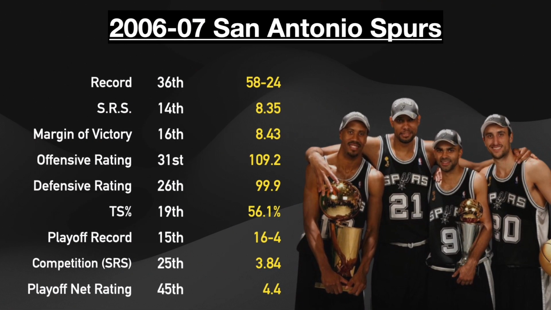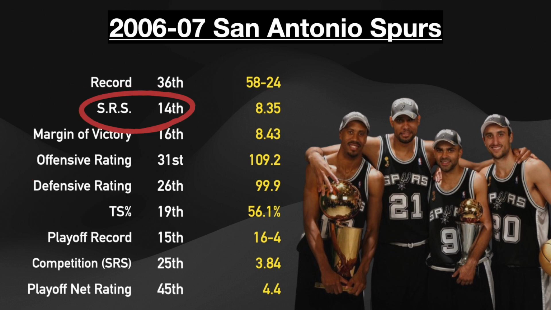They beat the Cleveland Cavs with the young LeBron in the finals 4-0. Historically speaking, there's not a lot that stands out about this team, but there's nothing that really drags them down. They were second in defensive rating in the NBA in 2007, which ranks them 26th all time.